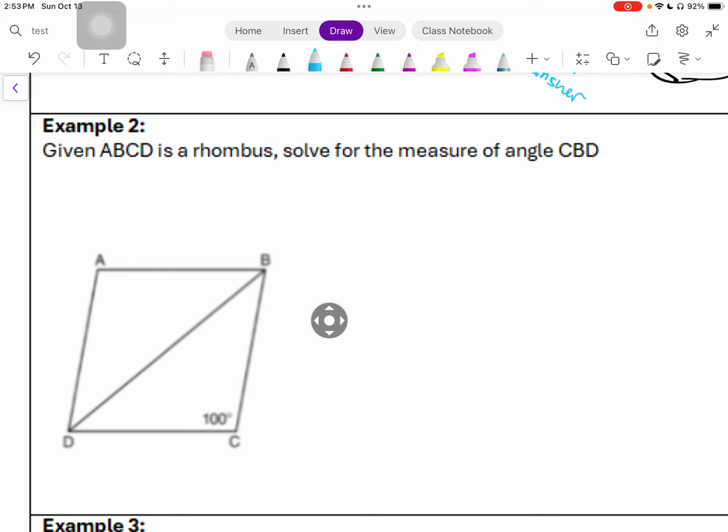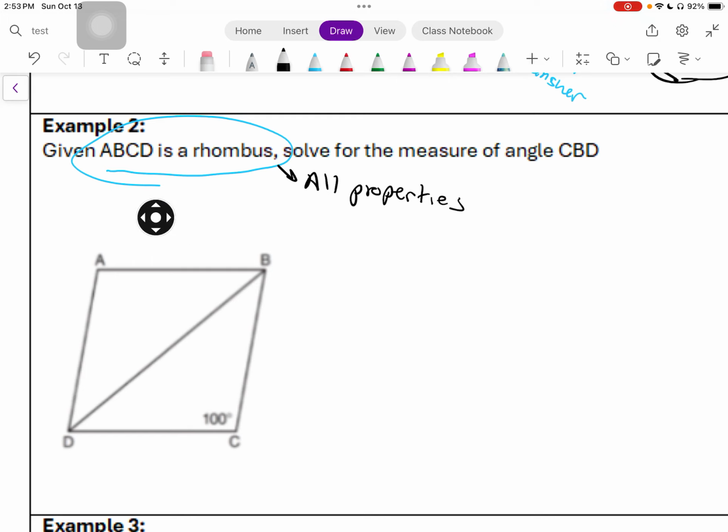Given ABCD is a rhombus, solve for the measure of angle CBD. So ABCD is a rhombus. Remember, when I see this, it means I have all the properties. I get to pick which ones I want to use, which ones I think will be helpful. Well, if I'm looking for an angle, what I think that we should use here is that all 4 sides are congruent in a rhombus. I know that all 4 of these are the same.